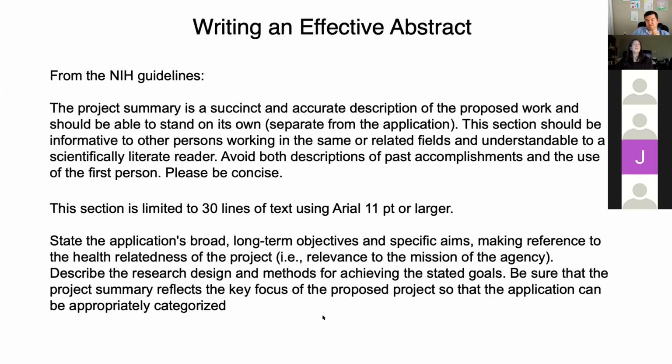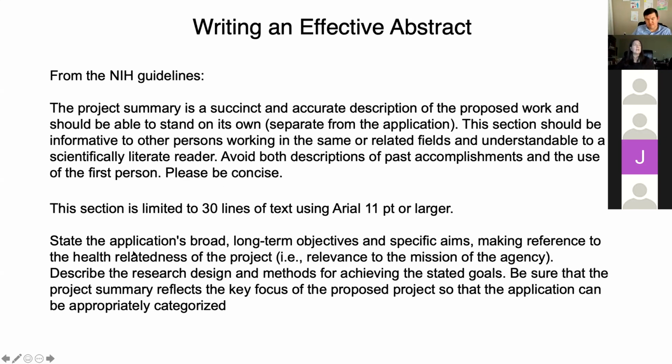Okay, so here are the guidelines that I just want to briefly mention. The project summary is succinct and accurate. By the way, we're going to call it an abstract, because an abstract is what you think about for papers, and what I'm talking about here can relate to your publications as well. NIH calls it a summary, but summary or abstract is similar. In any case, this is where you have a succinct and accurate description of the proposed work. This section should be informative to people not working in the same area, so it should be a little bit more layman. You want to make sure that even a non-expert could read this. Please avoid descriptions of past accomplishments. Really just talk about your problem and how you're going to fix it and be concise.